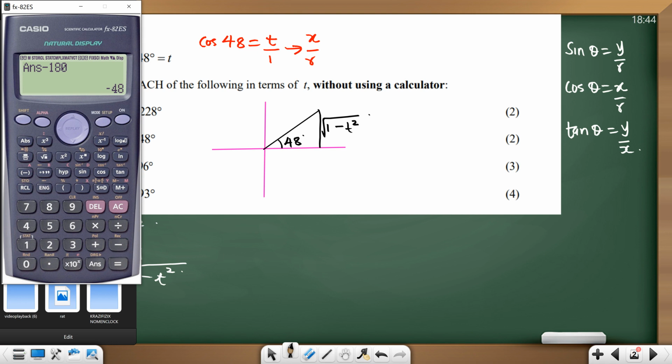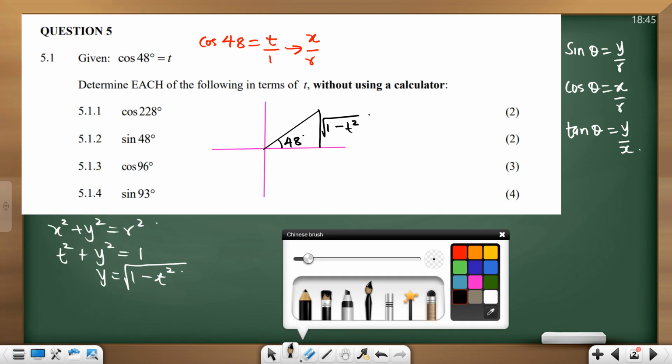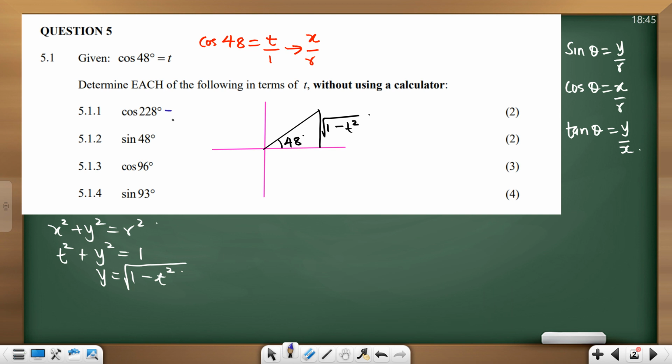There's no need to cram anything. There's no need to do anything. What is this giving you? This is now giving you negative cos 48. And what is cos 48? t. Negative t. 1 mark there, 1 mark there. You are done. That makes sense. I don't want us to lose easy marks.